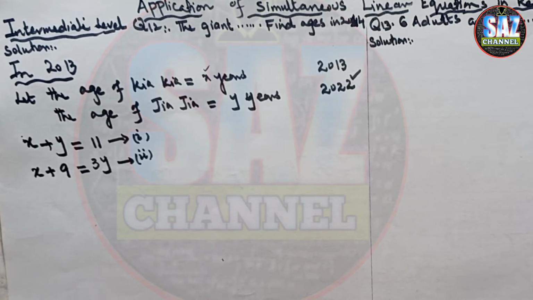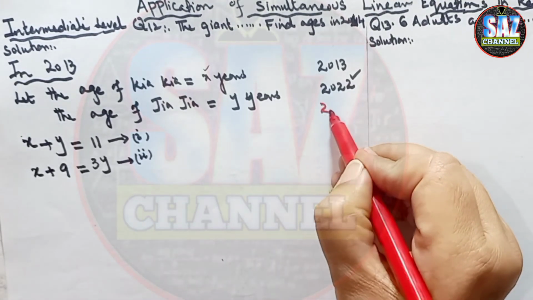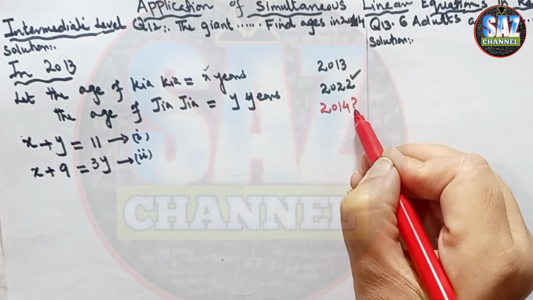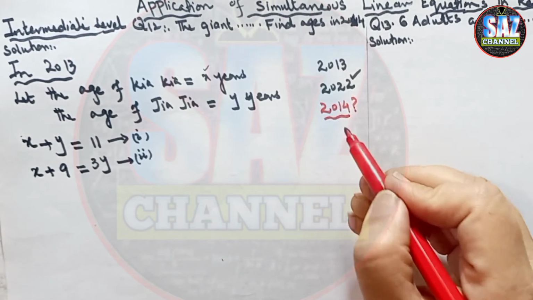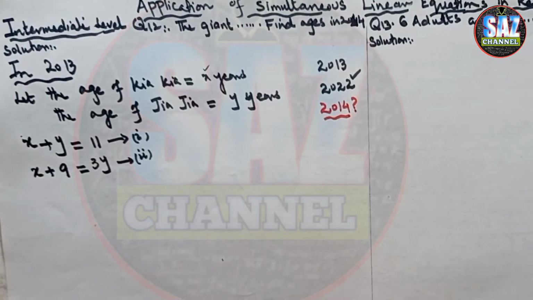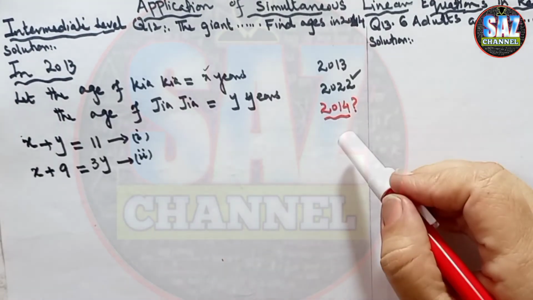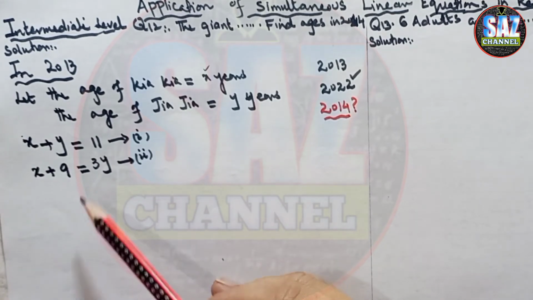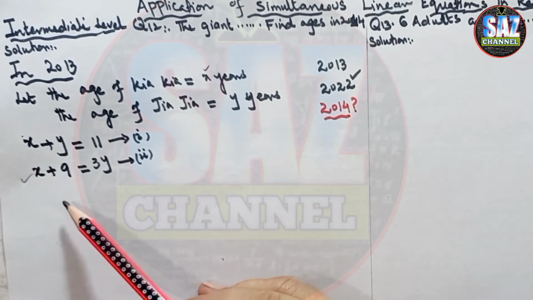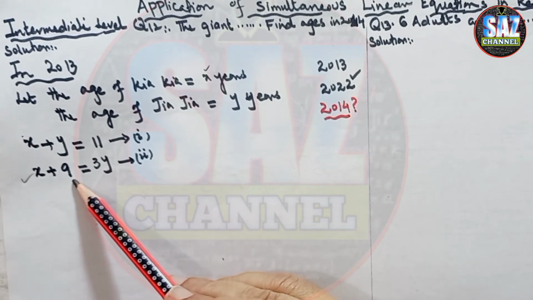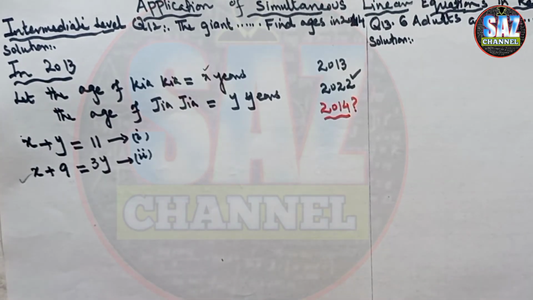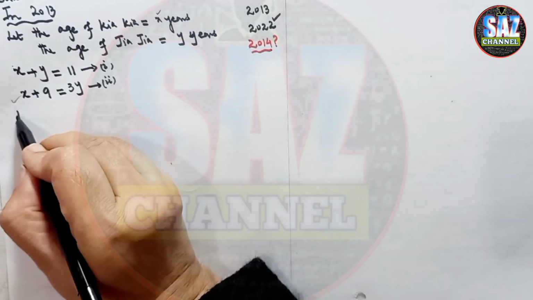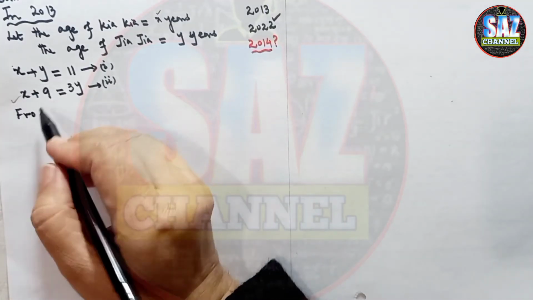The final requirement of the question is that we have to find their ages in 2014. For that, first of all, we have to find their ages in 2013 and then think about the ages for 2014. So the first problem is to decide by which method we are going to solve this. If we look at the second equation, we can easily make x the subject of the formula from it. So from equation 2, I will be using the substitution method here.